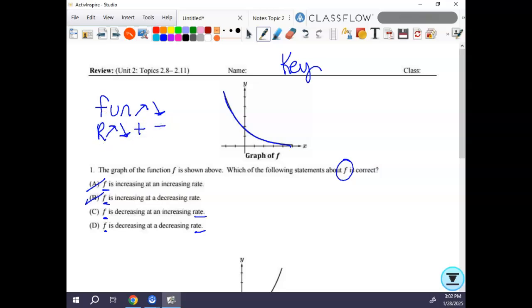Okay, so f is decreasing. I know that, so it's C or D. And is the rate increasing or decreasing? Well, that depends on whether the function is concave up or down. This is concave up, therefore the rate is increasing. So it is decreasing at an increasing rate.